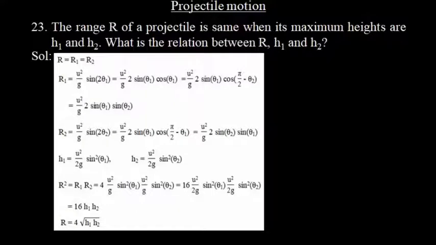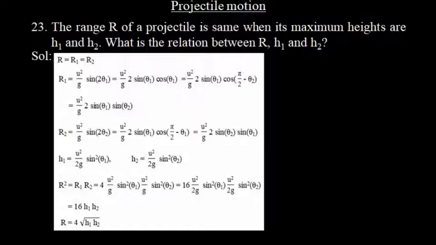Next problem. The range R of a projectile is the same when its maximum heights are h1 and h2. What is the relation between R, h1 and h2? That is, for two different angles, we get the same range. For those two different angles, heights are given as h1 and h2. We have to write the relation between these three quantities, that is R, h1 and h2. First we write the equation. R1 is equal to R2. We just call the same range R.